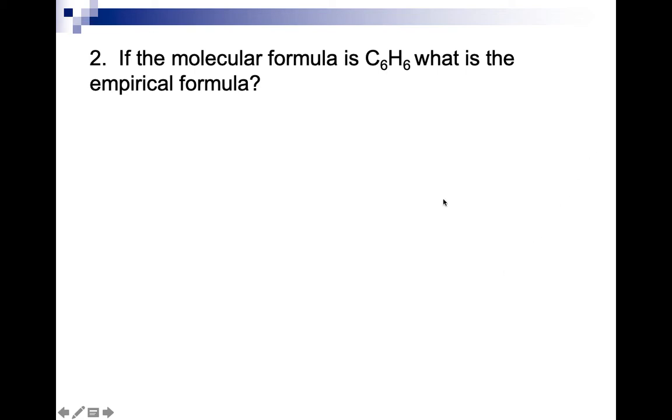So now let's calculate this problem. If the molecular formula is C6H6, what is the empirical formula? So now we're going from the molecular formula to the lowest simple ratio, which is the empirical formula. So again, we find the lowest common denominator, which is 6. 6 divided by 6 is 1, and 6 divided by 6 is 1. So then the empirical formula for benzene would be just CH.